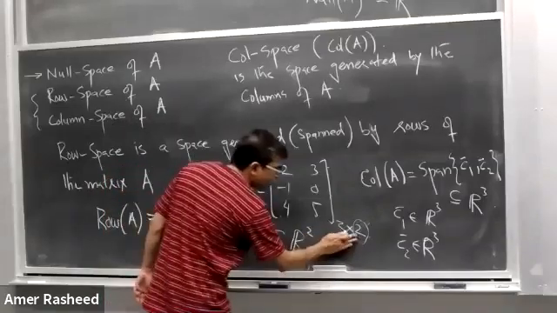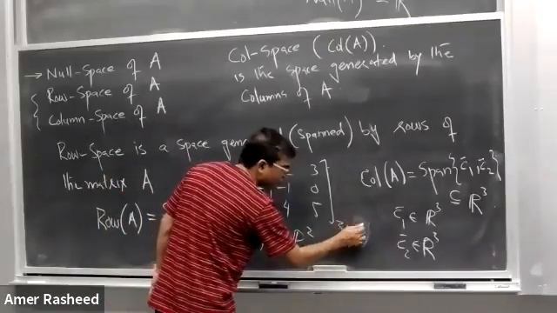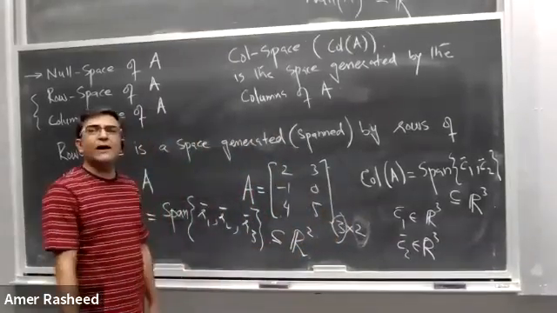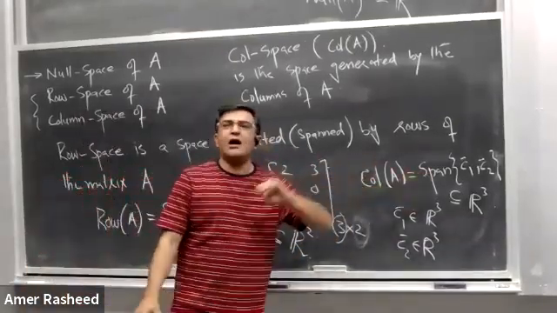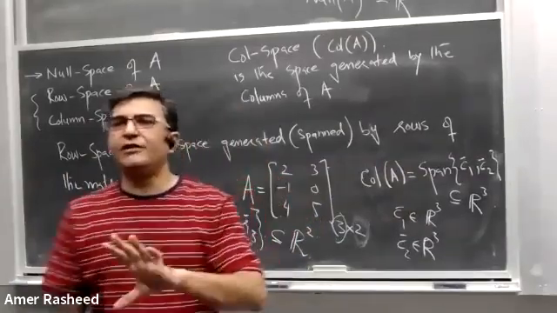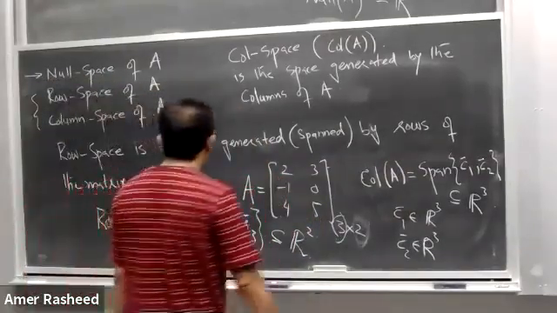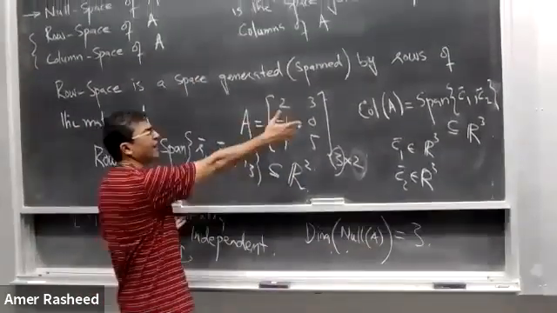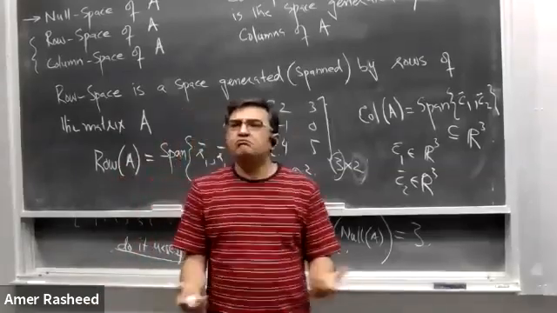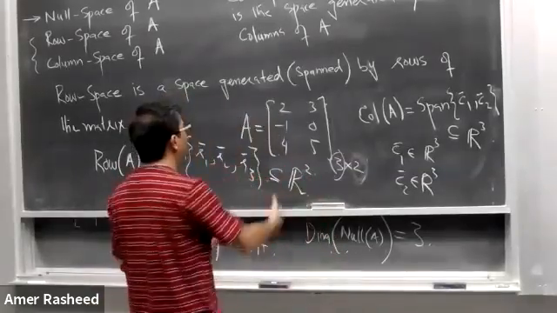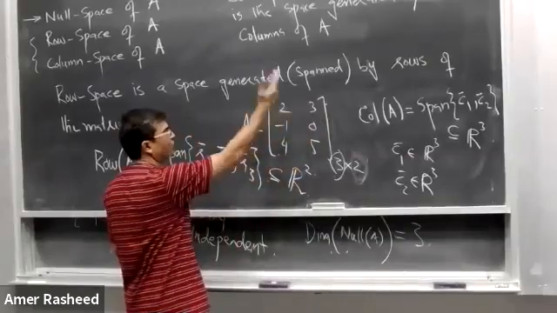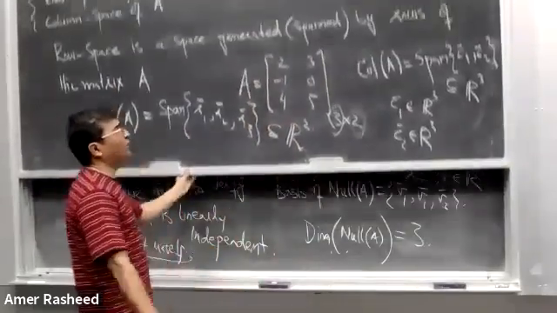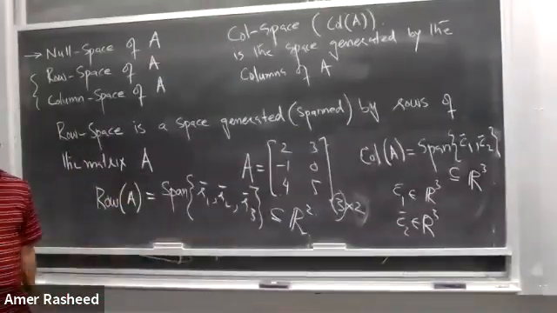So there are 2 columns, but every column has 3 components. So the column space must be a subspace of R cube. Remember this. Don't get confused with these dimensions. If the matrix is a square matrix, then they are subspaces of the same space, as the order of that square matrix. I hope you get it. If you have any question in this, you can ask me.